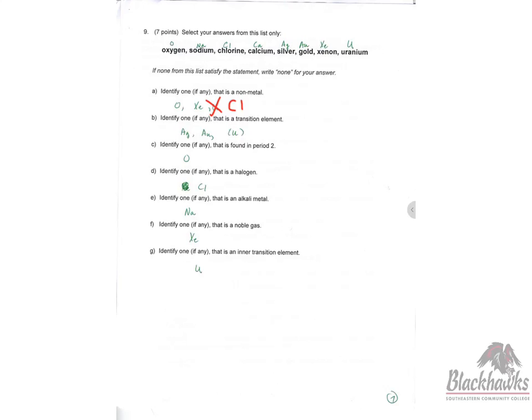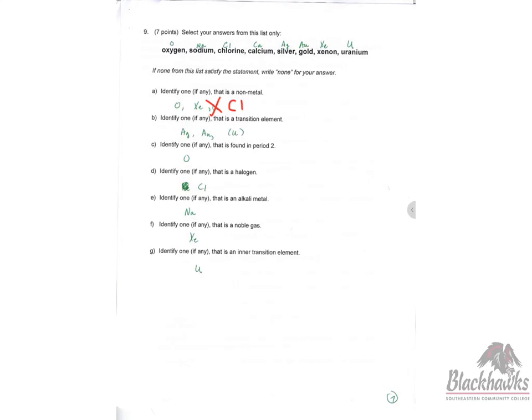The next one, transition element, that would be the group B elements. Notice that silver and gold fit that bill, but I also would have taken uranium, which goes down later as an inner transition element. Question C. Now remember, the period numbers are over here, on the periodic table I gave you. And the period, this is a period, and which period is right over here. So period number 2, oxygen is the only one.